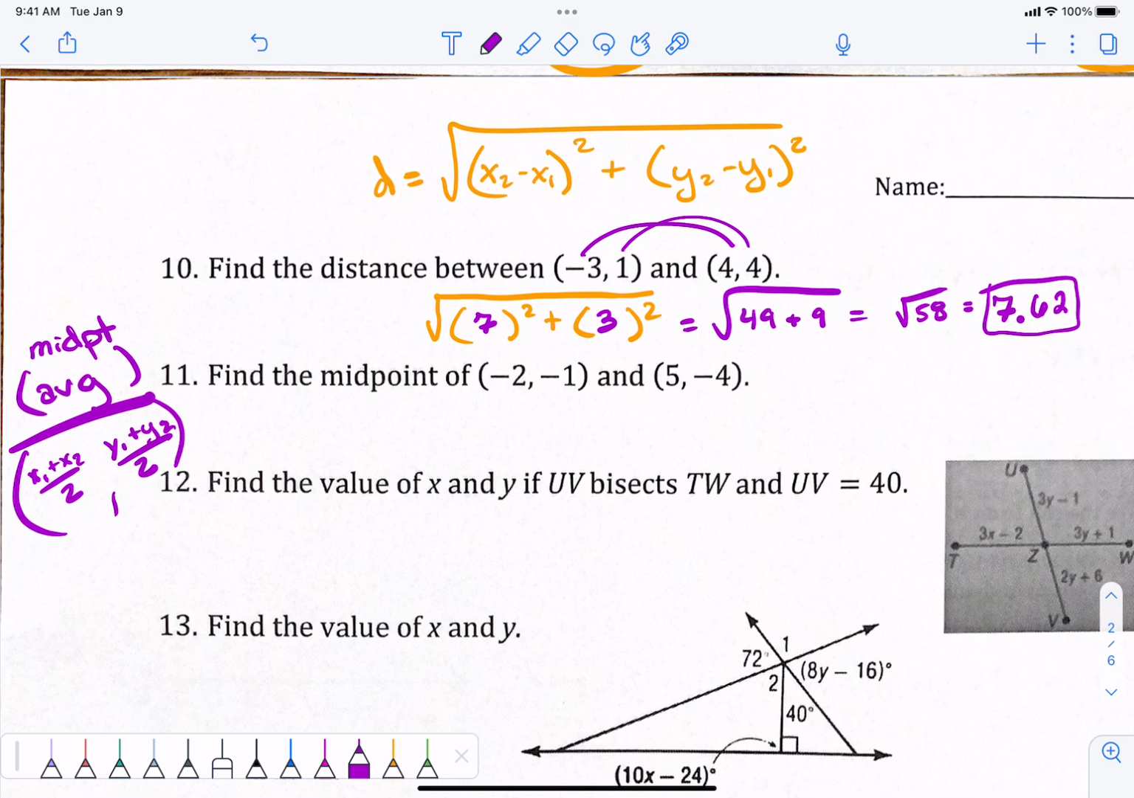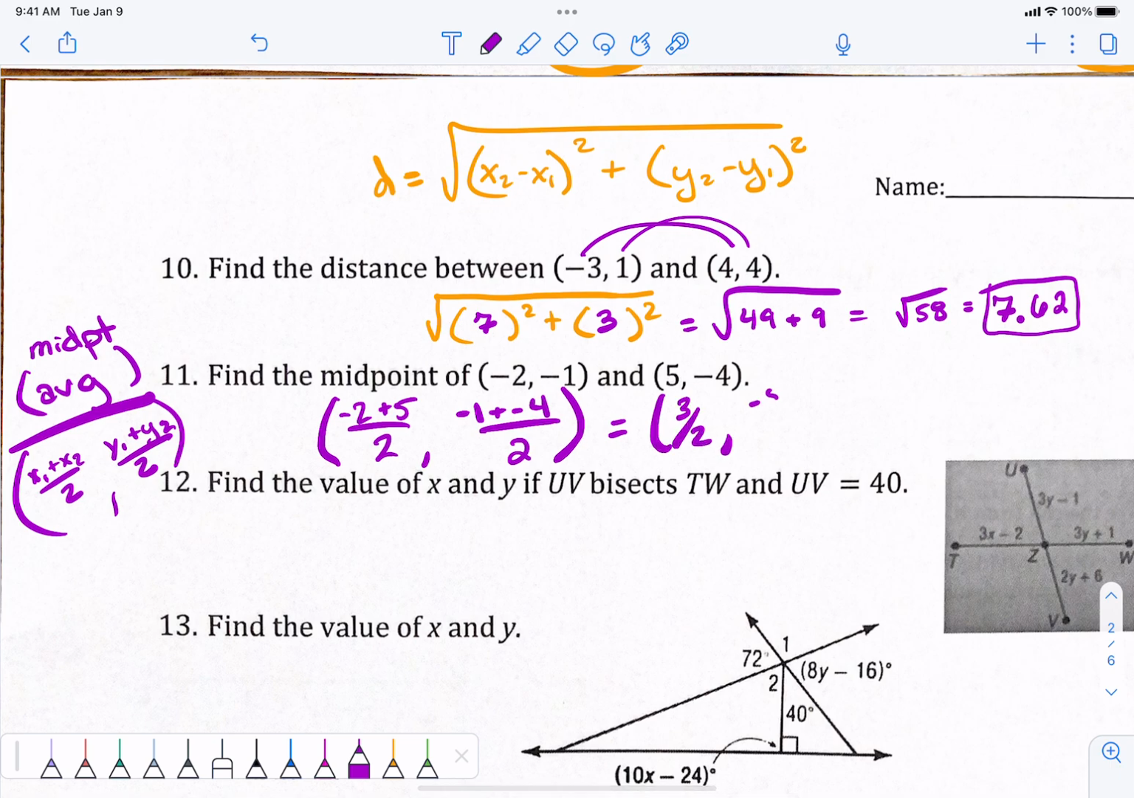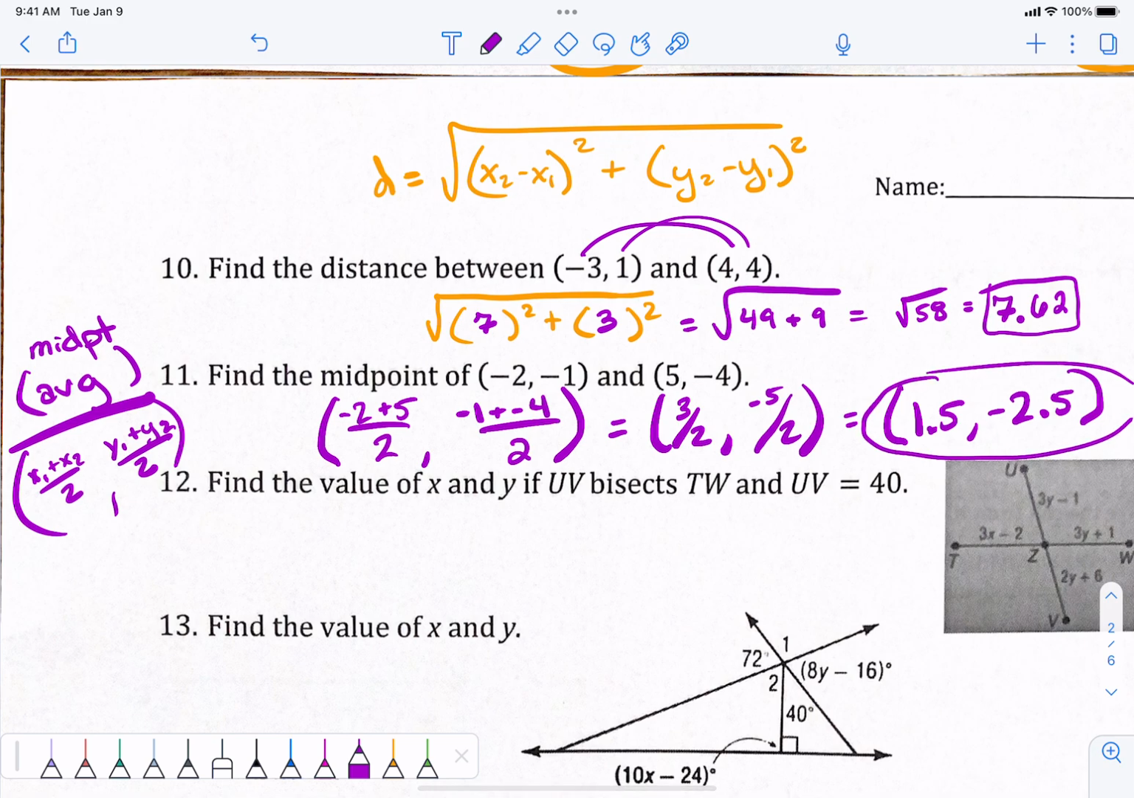Okay? All right. Did you get a midpoint? Okay. So you take negative 2 and you add it to 5 and divide by 2. And you take negative 1 and you add it to a negative 4 and divide by 2. So be careful of your negatives. Negative 2 plus 5 is 3 over 2. And this would be negative 5 over 2. You can either leave your answer like that, or you can write it as 1.5 comma negative 2.5. I do not care which one you give me. Either of those will work. Does that make sense? Okay? Good?